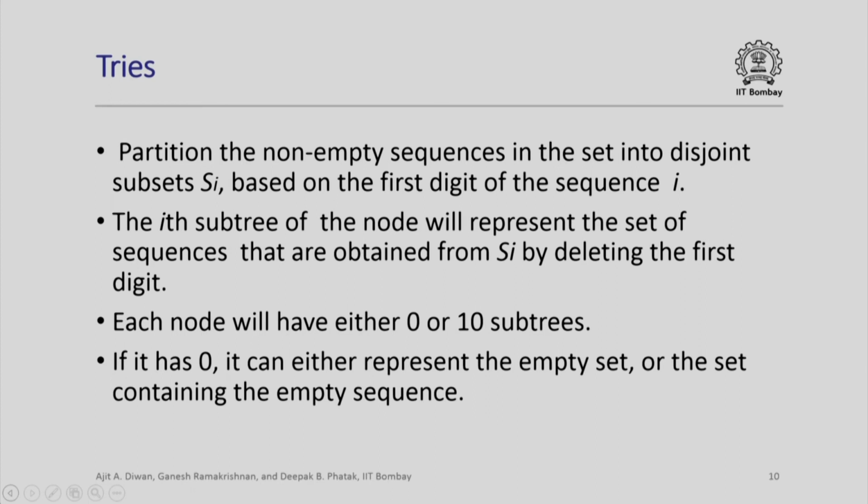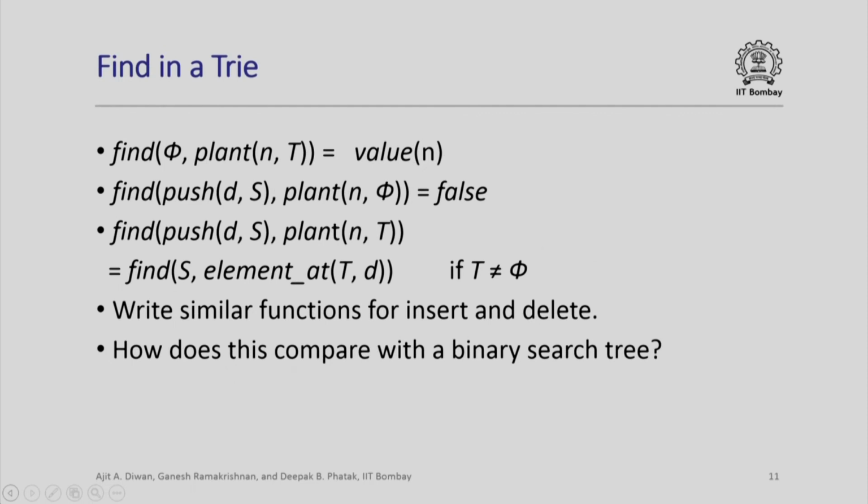Each node will either have no subtrees at all, if the set does not contain any non-empty sequence, or it will have 10 subtrees corresponding to each possible value for the first digit. And if it has no subtrees, then it can either represent the empty set or the set containing the empty sequence. So how would the find operation work?